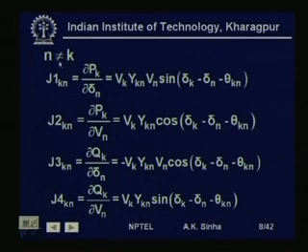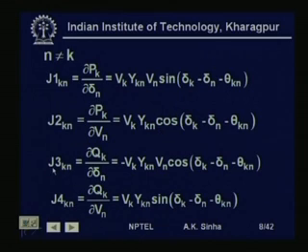The off diagonal terms are obtained like this. J1kn, that is the off diagonal terms of J1, ∂Pk/∂δn, is given by Vk Ykn sin(δk − δn − θkn). The off diagonal terms of submatrix J2, ∂Pk/∂Vn, is equal to Vk Ykn cos(δk − δn − θkn).